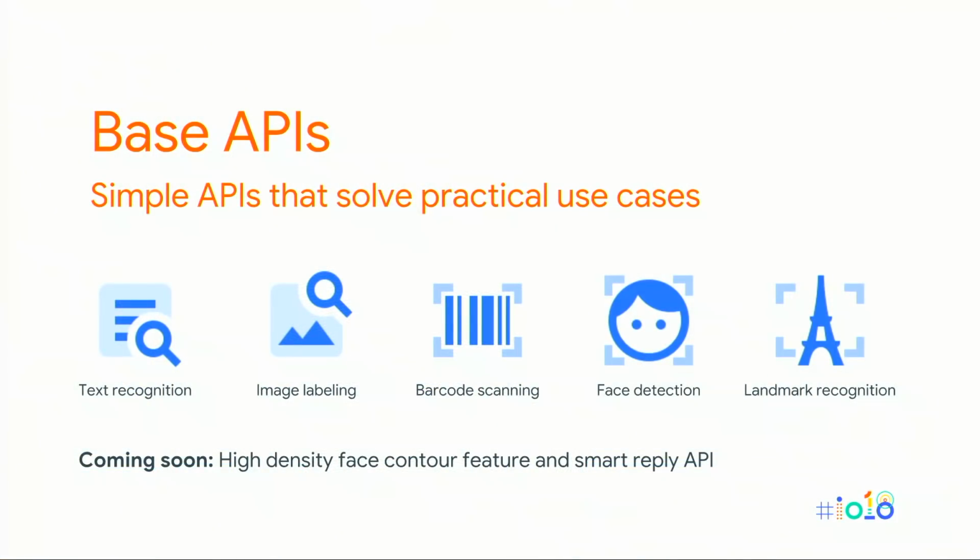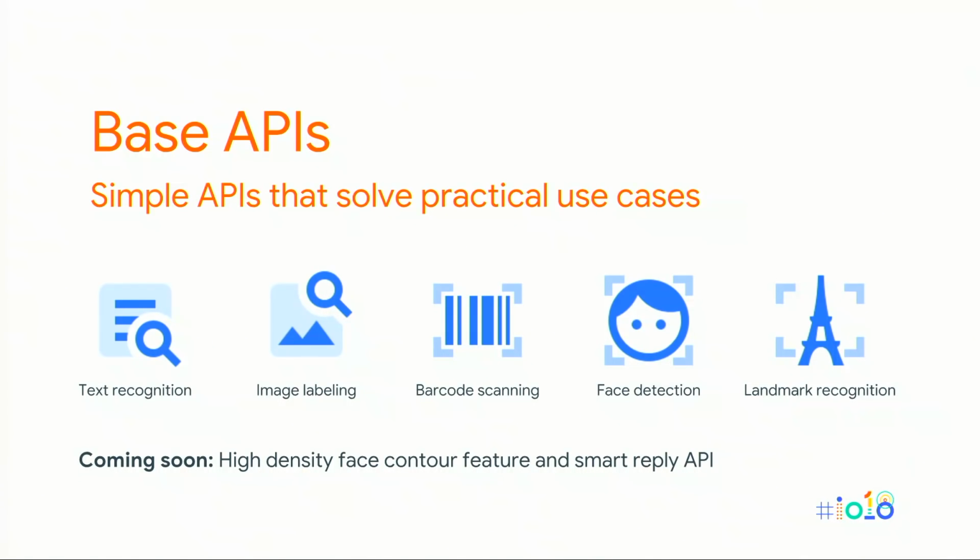So what base APIs do we support today? First, text recognition. This is available both on cloud and on device. The second is image labeling. Next is barcode scanning, face detection, and landmark recognition. The 4 APIs on the left are all available on device, meaning you can use them for free and in real time and offline. We also have 2 super cool features coming up soon.